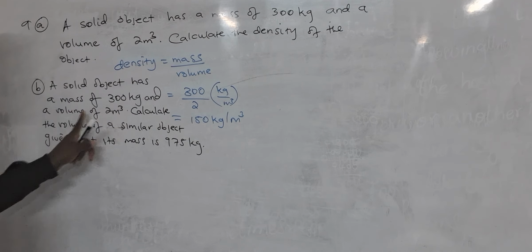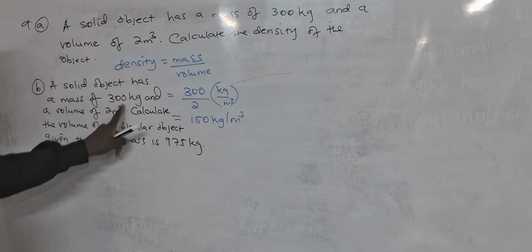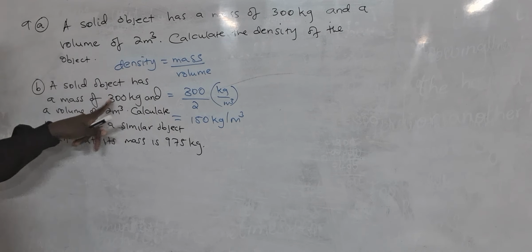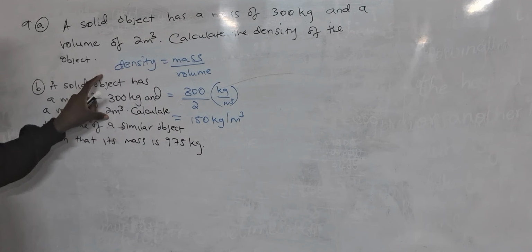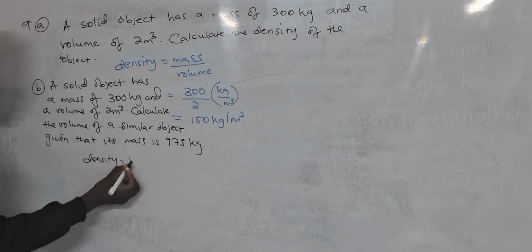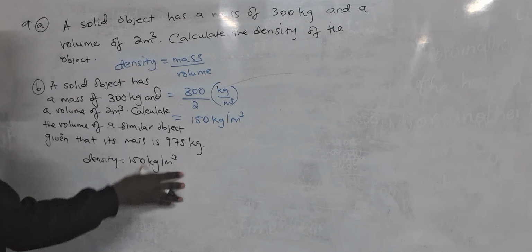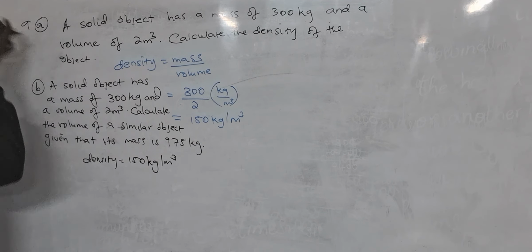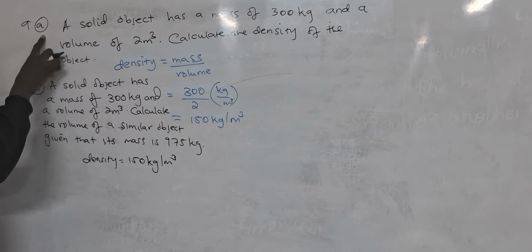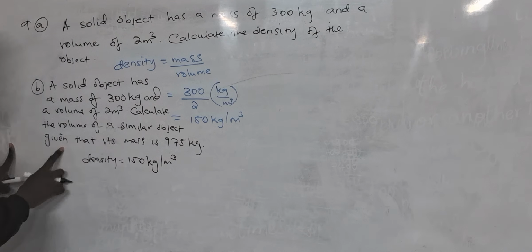If you check, a solid object has a mass of 300 and a volume of 2 cubic meter. So you are given the mass and you are also given the volume. Again, using this first statement, you can calculate the density, which is nothing but 150 kilogram per cubic meter. We calculated this value in the previous part of this question. This is 9A, right? The density is 150 kilogram per cubic meter. But they are taking the same question onto part B.